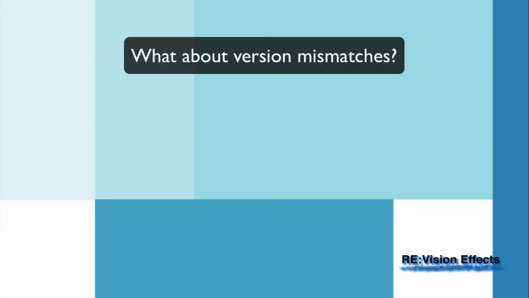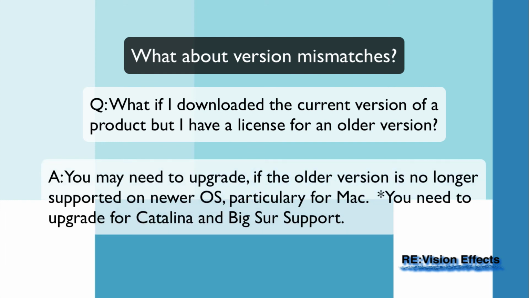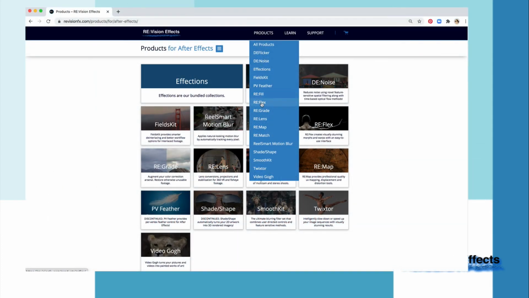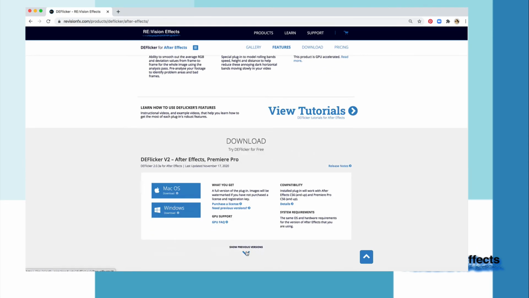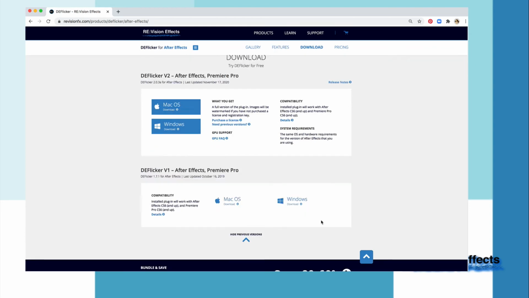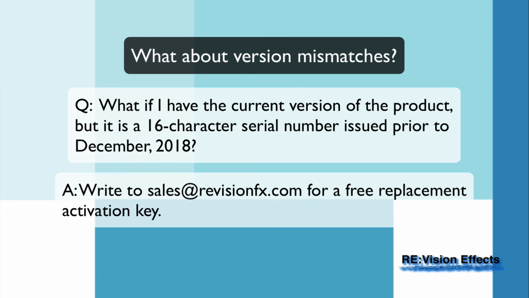What about version mismatches? What if I downloaded the current version of a product, but I have a license for an older version? You may need to upgrade if the older version is no longer supported on newer operating systems, particularly for Mac. Otherwise, go to the product page on the website, choose the product and host application, and scroll to the bottom of the page to show previous versions. What if I have the current version of the product, but it's a 16-character serial number issued prior to December 2018? Write to sales@revisioneffects.com for a free replacement activation key.